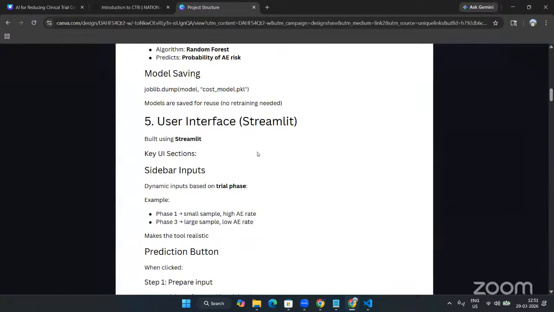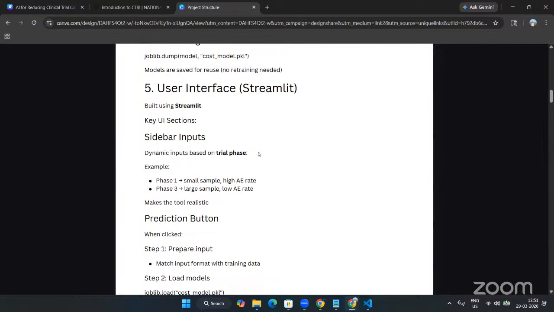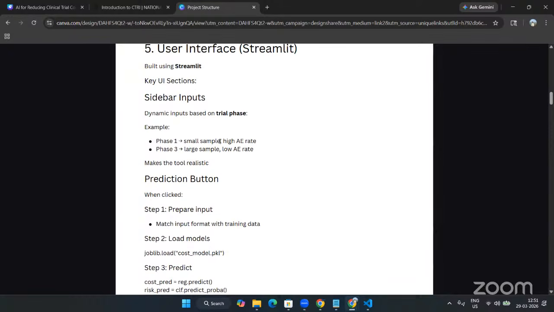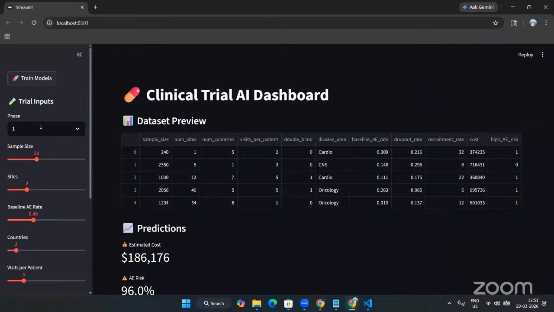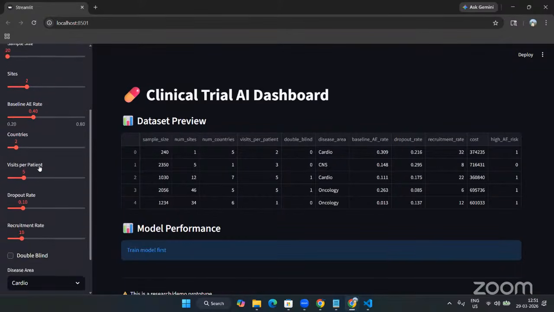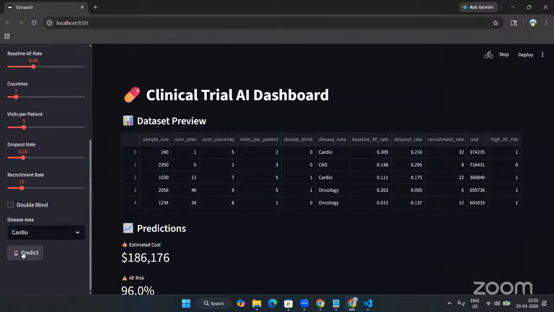Yeah. So the user interface is built using Streamlit. Now the key UI sections: sidebar inputs, dynamic inputs based on trial phase. Example, phase one. Phase one has a small sample, so there will be a high AE rate. So we can make those changes. Sample size small, we are keeping 20. And the rest we are keeping the same and making the prediction.